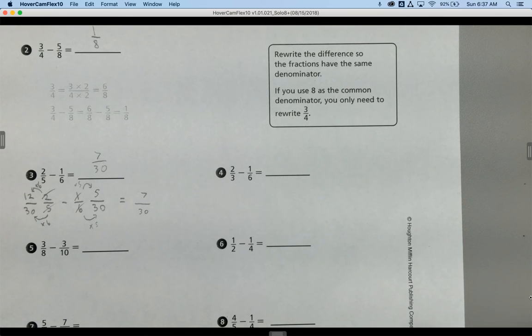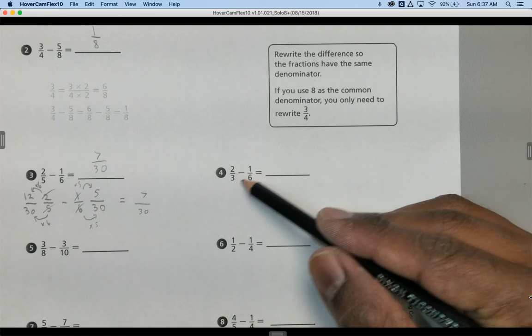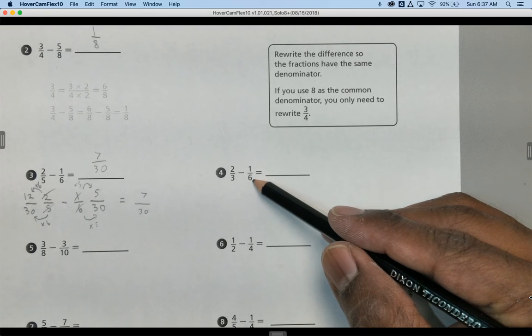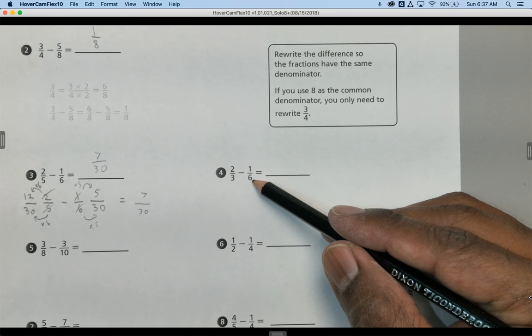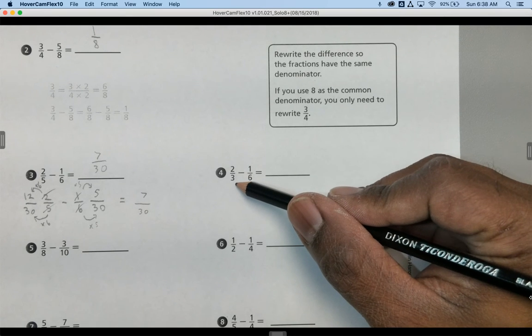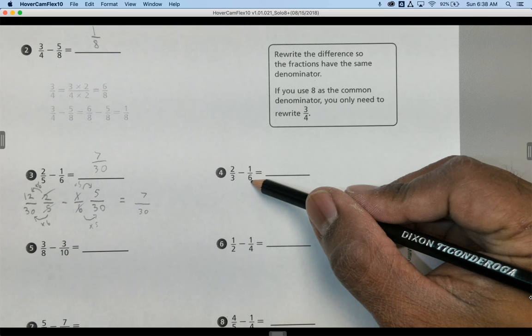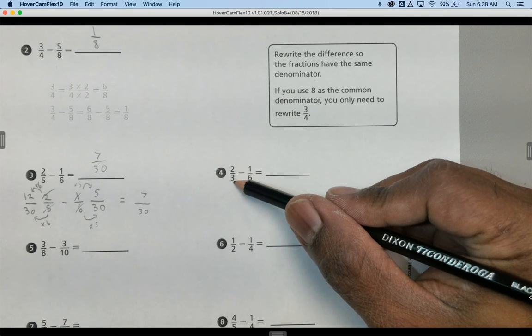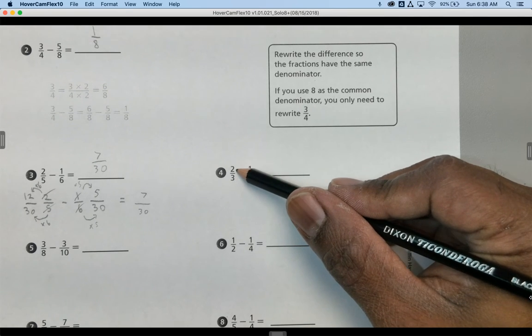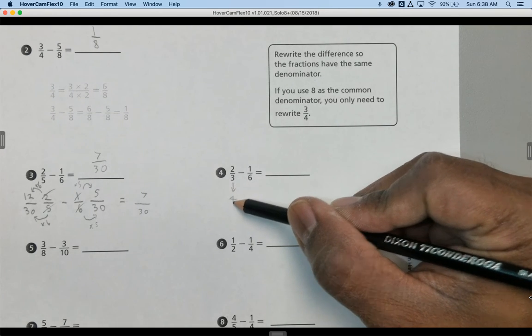Practice problem number 4. 2/3 minus 1/6. Between the two original denominators, 6 is the larger, and 6 will work for 3. So in this case, I only need to rewrite 2/3. What I do to the bottom, I do to the top. If I start with 3 and I want to rewrite it as 6, I multiply the bottom by 2. Do the same to the top. So 2/3 gets rewritten as 4/6.